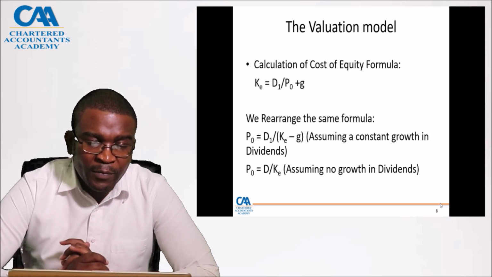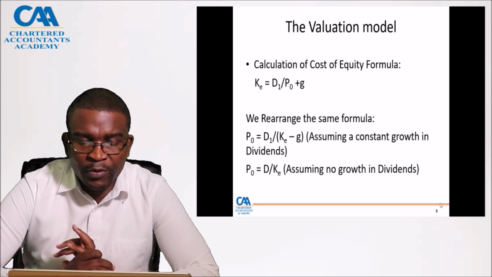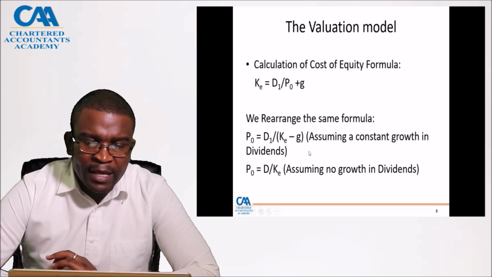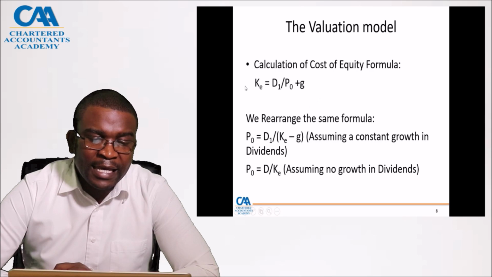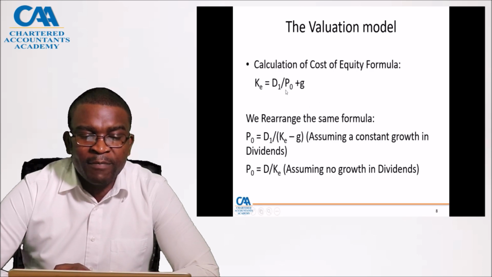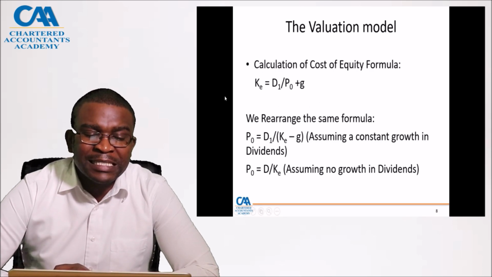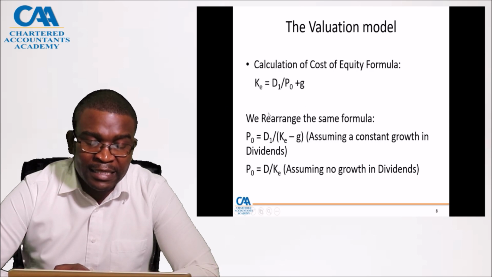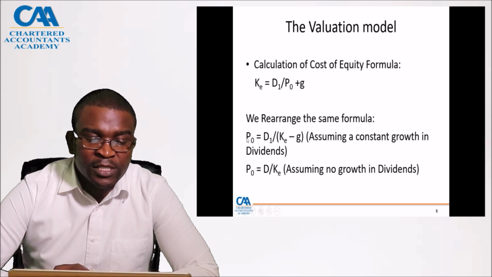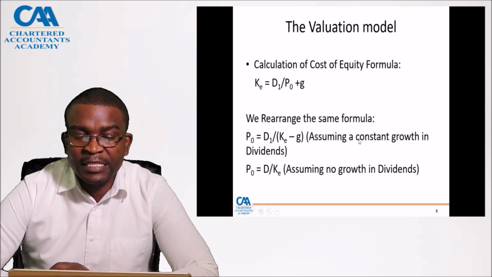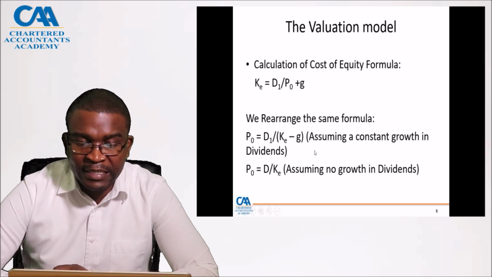So the calculation, the formula, let's go back to when we calculated cost of equity. The formula that we used was KE equals D1 divided by P0 plus G. So this is the same formula that we're going to just rearrange. In this case, we are looking for P0. So it becomes P0 equals D1 over KE minus G. This is assuming a constant growth in dividends.